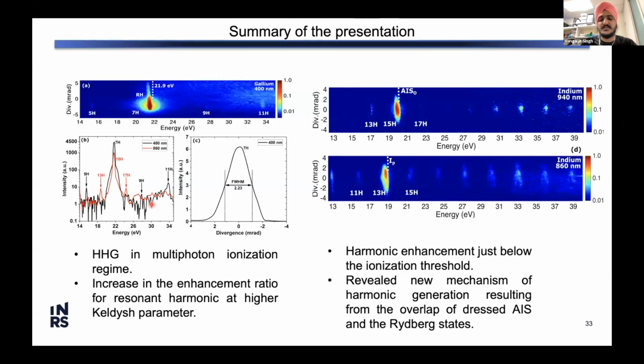So this was a two-part presentation. In the first part, I discussed with you the harmonic generation process in the multiphoton ionization regime, which resulted into the increase in the enhancement ratio of the harmonic order. And in the second part, I discussed with you the new kind of resonance that we observe just below the ionization threshold with the new kind of mechanism.